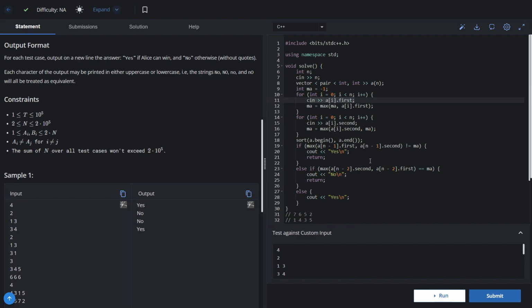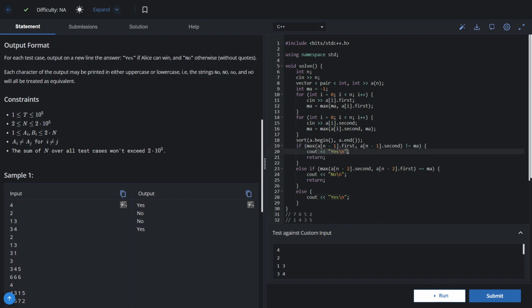Now first I will look at my last element, because Bob will greedily choose it. So what if I choose any of the n minus 1 cards that is not the largest one? Why not the largest one? I'll check that if the maximum of the largest front and its back value is not equal to MA, where MA is the maximum of all the values, then my answer will be yes.